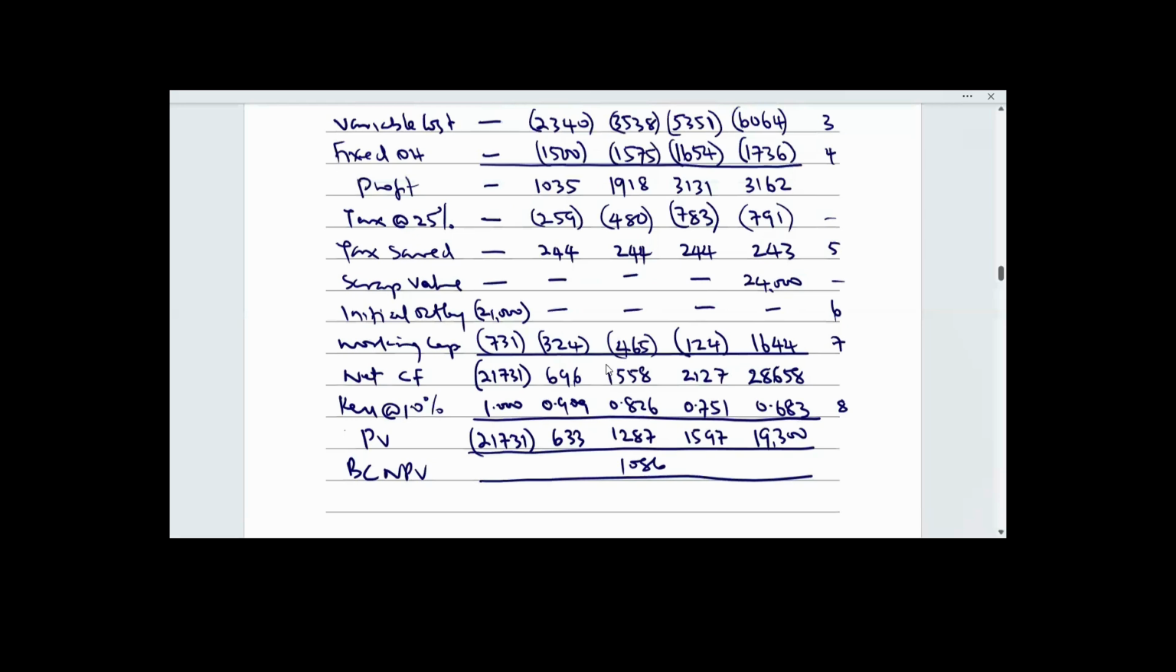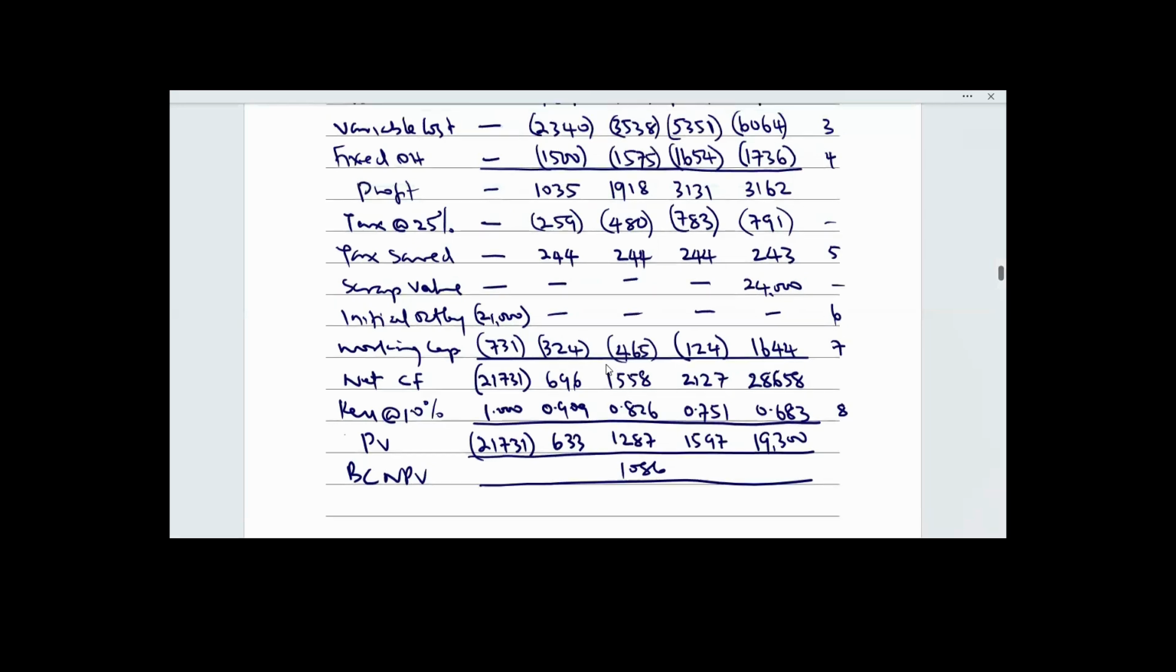So this will then be 1918 minus 480 plus 244 minus 465 equal to 1217. This is supposed to be 1217. Multiply by 0.826 equals 1,005.